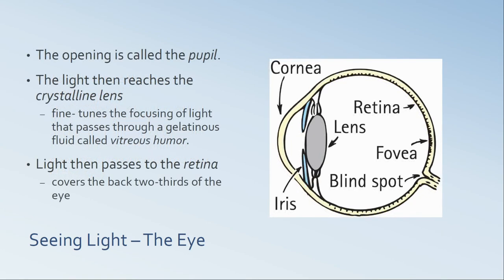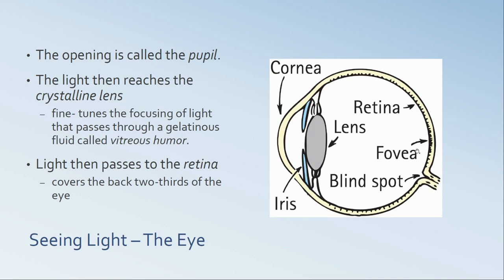The opening in the iris is called the pupil, and it appears black mainly because there's no light being reflected from the pupil to an observer's eye. As the light passes the pupil, it reaches the lens, and the lens is sometimes called the crystalline lens. And the lens is a structure that's made out of clear proteins, and our ciliary muscles that attach to the lens can adjust the lens so that it can fine tune the focusing of the light that comes in through the cornea.